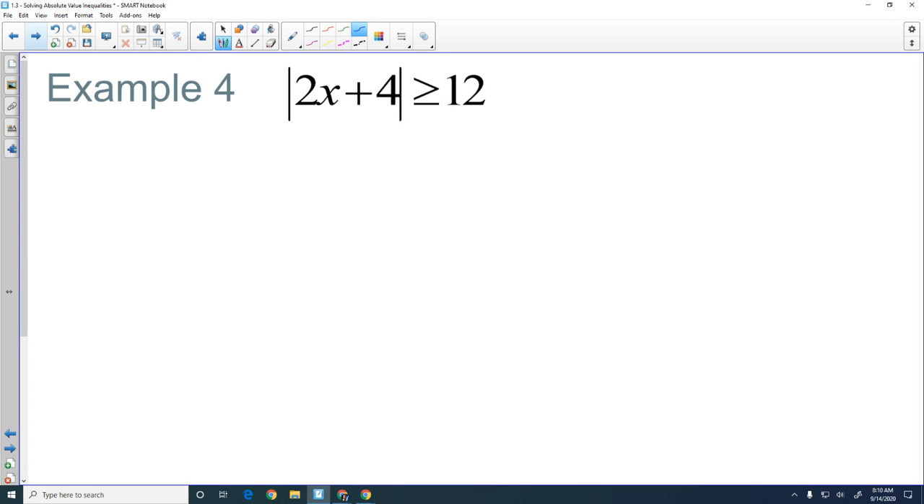Let's go ahead and try to solve this inequality on your own. Now, I've already isolated the absolute value for you, that 2x plus 4. Go ahead and write your two inequalities and solve each of them. But remember what you have to change.